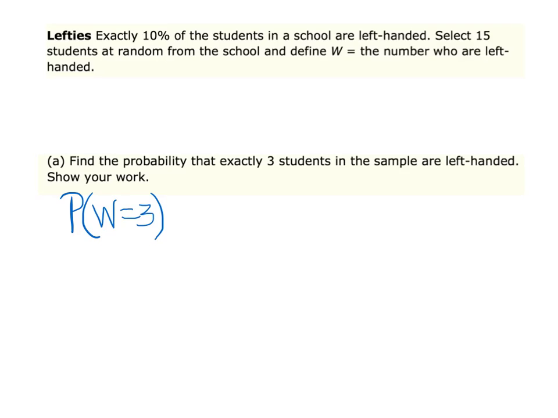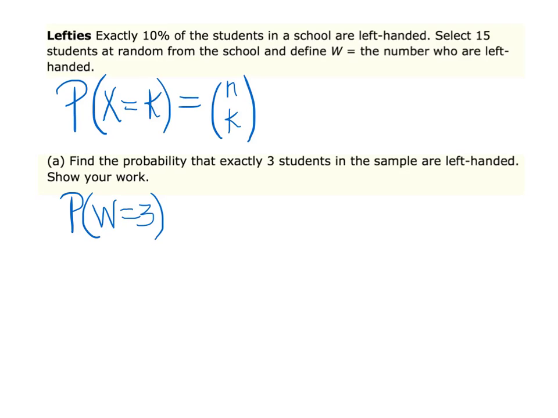What we know is that the binomial probability formula says that if I want to know the probability that a random variable X that follows a binomial distribution takes on a certain value k, then I look at the number of k combinations there are out of n trials. I multiply that by the probability of success raised to the number of successes, and then I multiply that by the probability of failure raised to the number of failures. So we have n choose k times p to the k times 1 minus p to the n minus k.